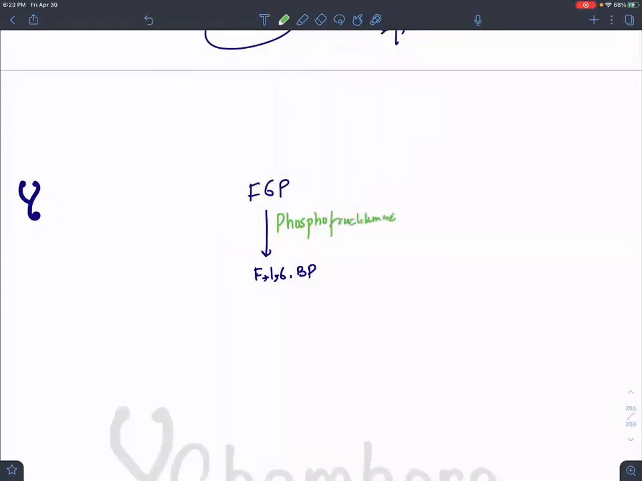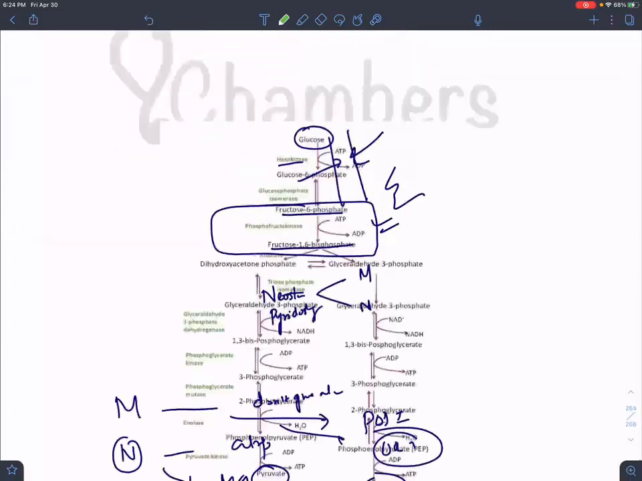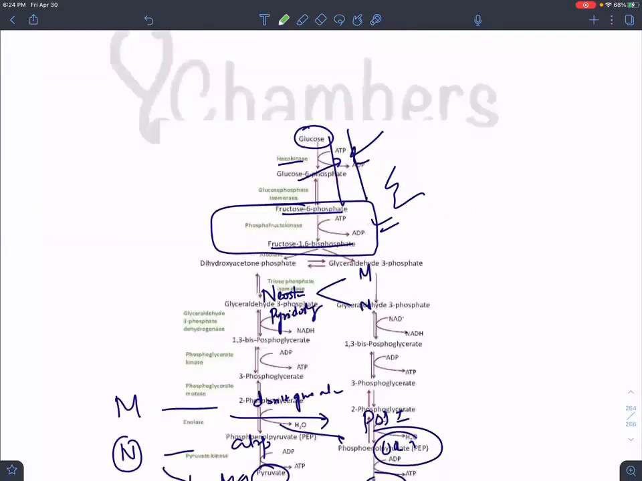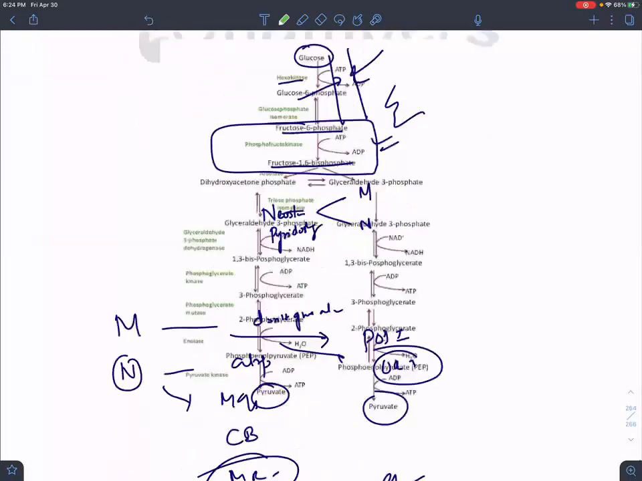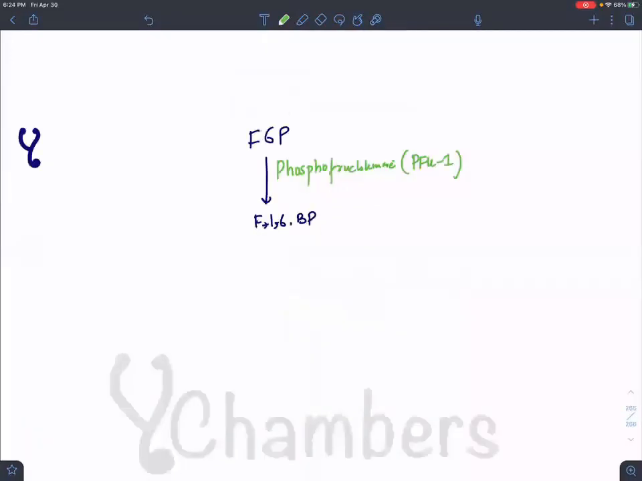Phosphofructokinase, we call it PFK-1. This phosphofructokinase is converting fructose 6-phosphate to fructose 1,6-bisphosphate. Easy. Since it is a phosphofructokinase, it will be using an ATP molecule, and that ATP will be converted. It has taken that phosphate and now it is ADP. I taught you in the beginning, kinase uses phosphate.